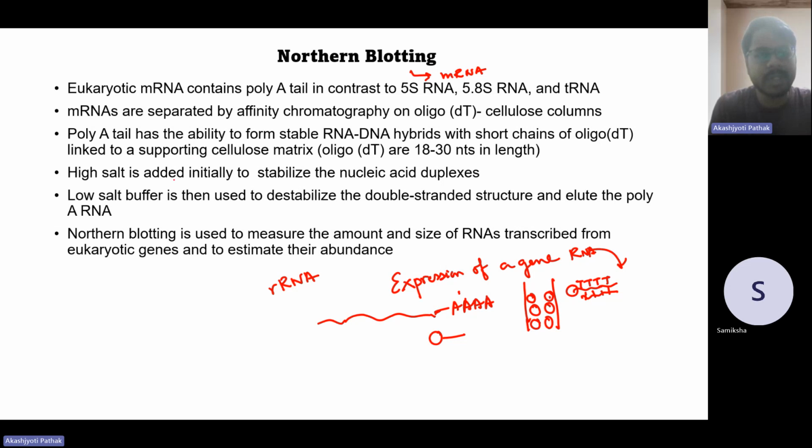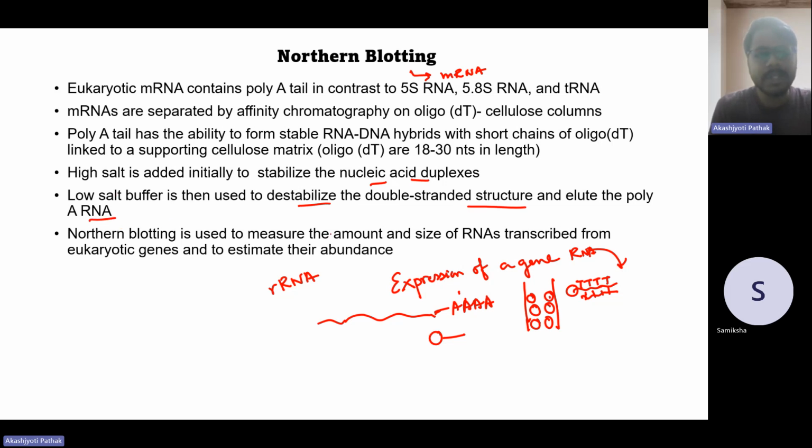And then high salt is added initially to stabilize the nucleic acid duplexes. Why do you need to add high salt? Because there will be high repulsion because of the negative charge, they will repel. So first of all, high salt is added so that this electrostatic repulsion can be removed, and the mRNA molecules can bind to these resins having oligo dT nucleotide sequences, and then low salt buffer is used to destabilize the double-stranded structure and elute the poly-A RNA.